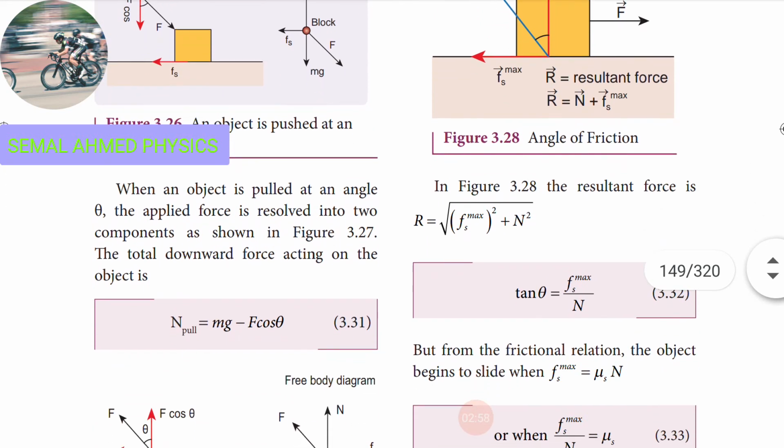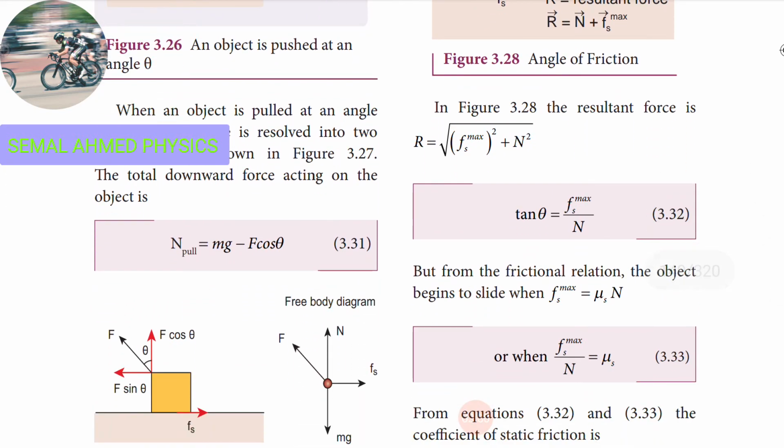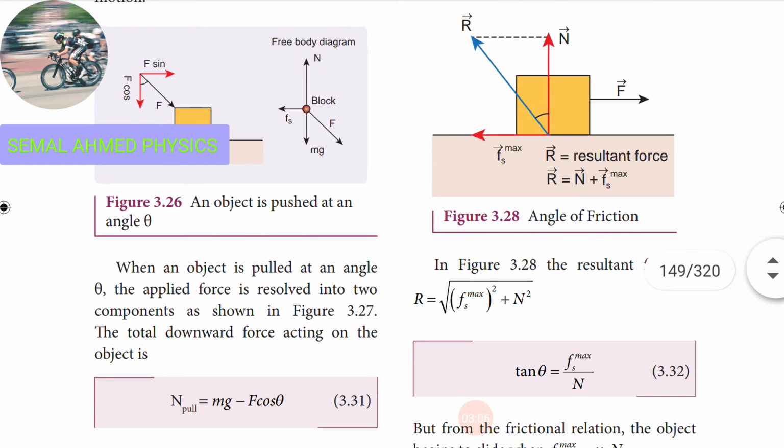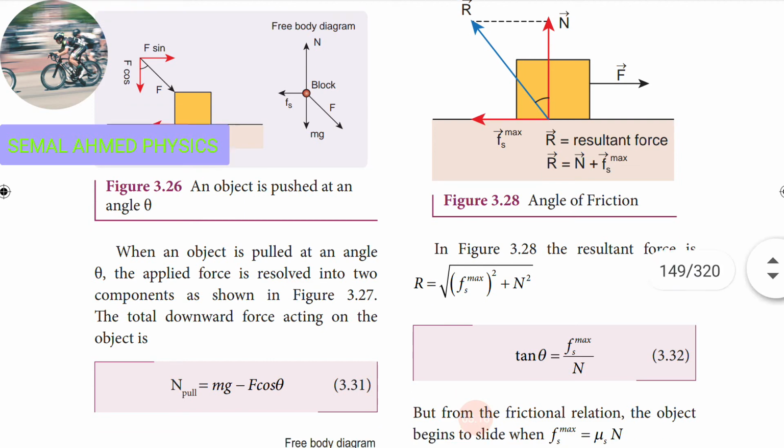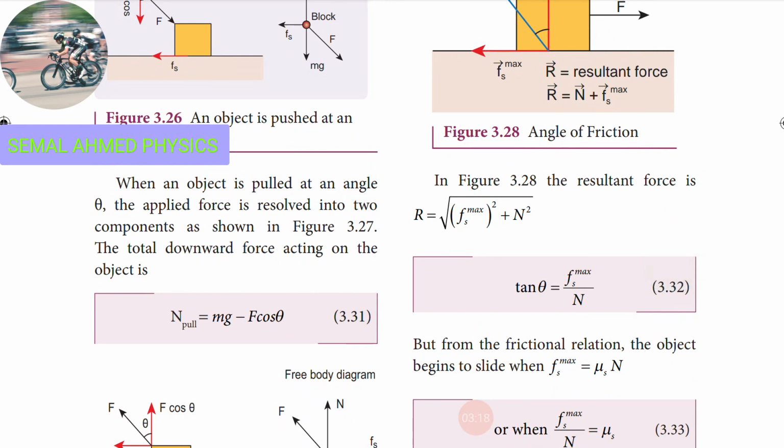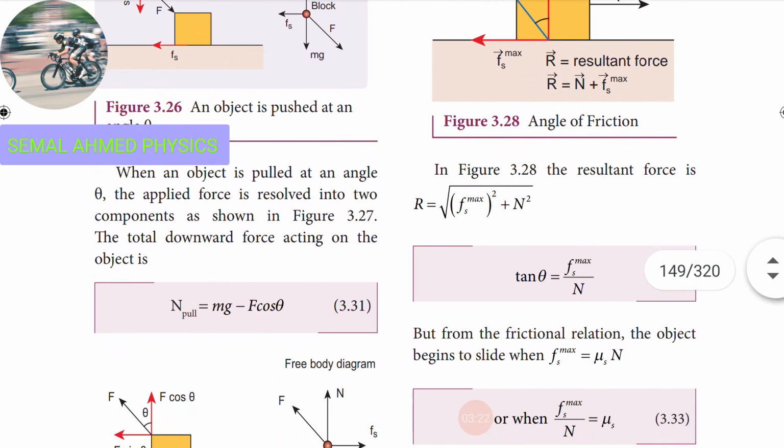Look at the relation 3.32. This is the formula you can give here. Tan theta is equal to opposite by adjacent. Opposite means Fs, so this Fs by N is equal to tan theta. This is the relation used for the angle of friction with static friction.